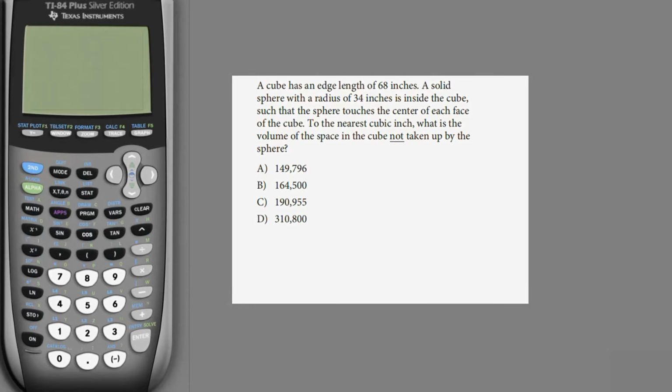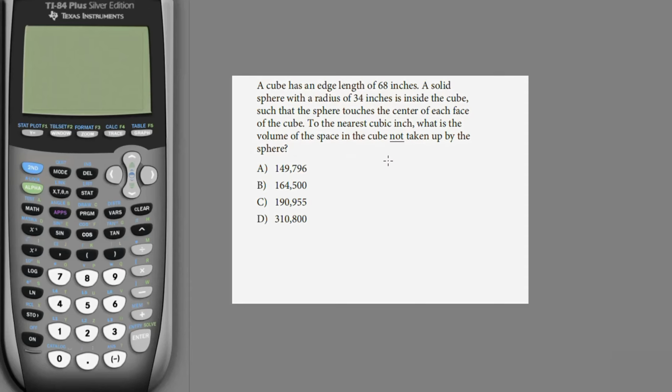In this video, we're going to learn how to solve this SAT math problem fast. Let's get started. The question says a cube has an edge length of 68 inches. A solid sphere with a radius of 34 inches is inside this cube so that the sphere touches the center of each face of the cube. To the nearest cubic inch, what is the volume of the space in the cube not taken up by the sphere?